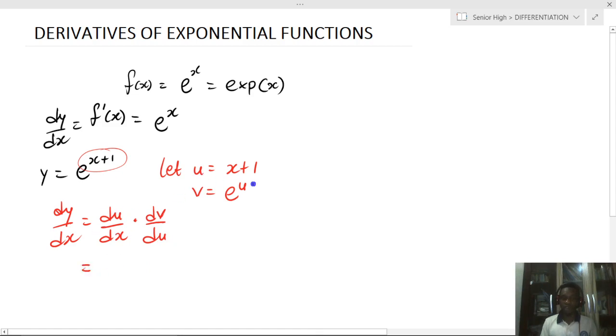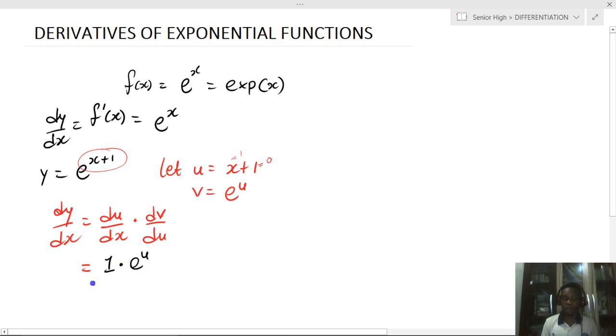Our du dx, that's u with respect to x, will be what? Differentiating this, what do we get? We get 1, because when you differentiate, the 1 becomes 0 since it's a constant, while differentiating x will give us 1. So here it gives us 1. We write it out, 1 multiplying our dv du. For our dv du, remember differentiation of an exponential function still gives you back that exponential function. Like exponential of x will give you exponential of x, and exponential of u will give you exponential of u. So this is 1 multiplying exponential u.